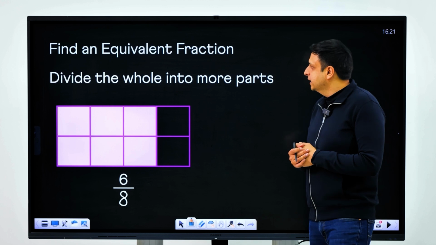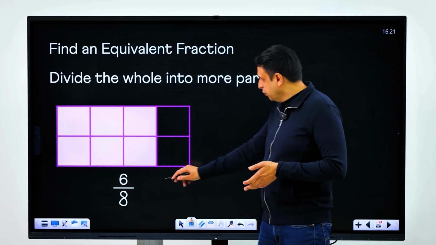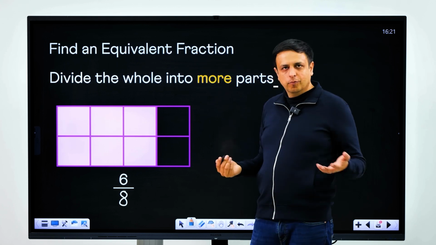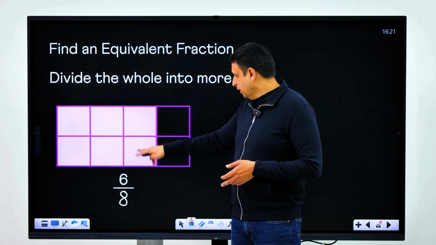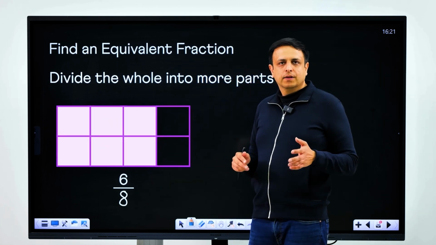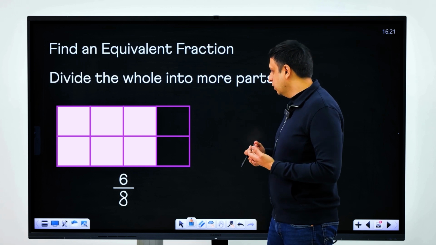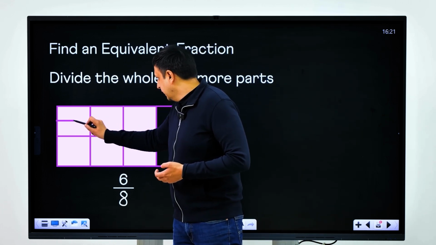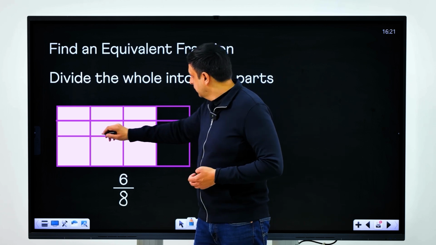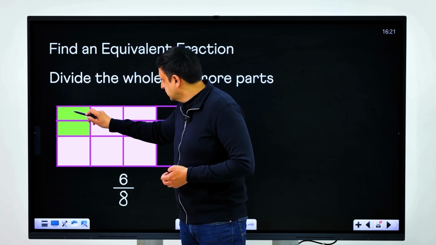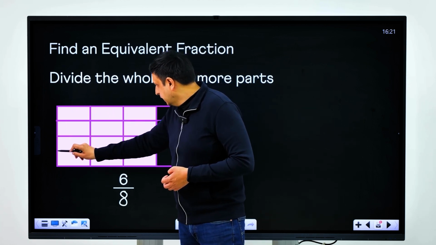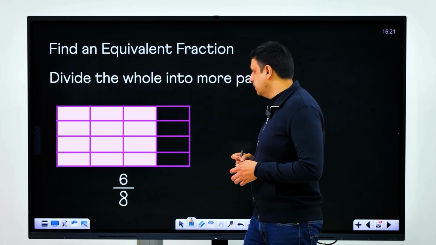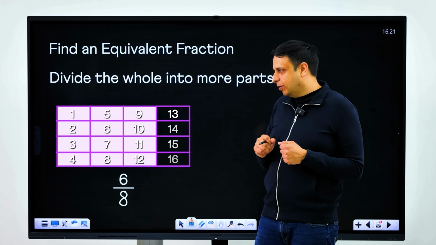Now the next problem says find an equivalent fraction again for 6 over 8, but this time divide the whole into more parts. So right now the whole is divided into 8 parts, but we want to divide it into more equal parts. So let's do this. I'll draw a line like this through the middle over here so that each of these parts gets divided into 2 equal parts, and then also do the same over here. And now you can see that the whole has been divided into 16 equal parts.